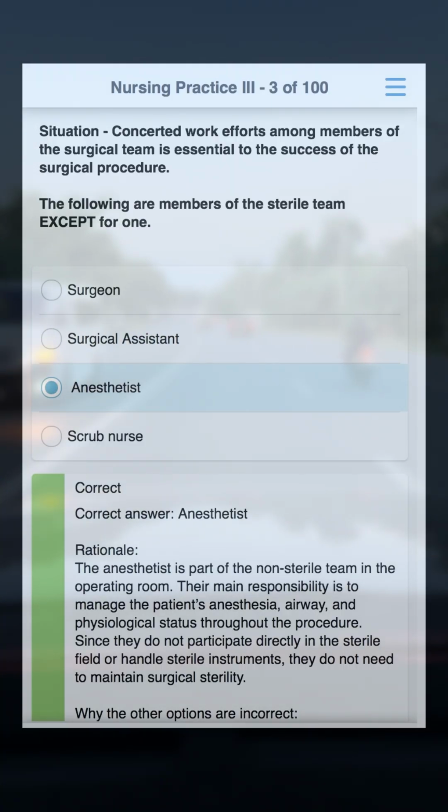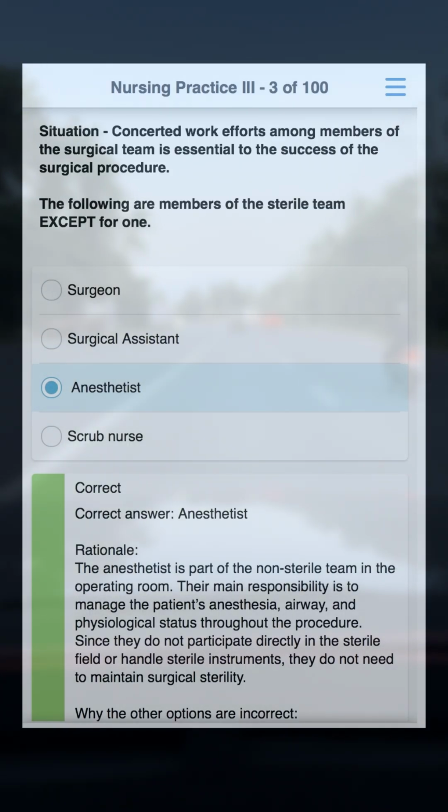Therefore, even though the anesthetist is an essential member of the surgical team, the anesthetist is not considered a member of the sterile team. And this is a very important distinction. The word sterile does not mean important.